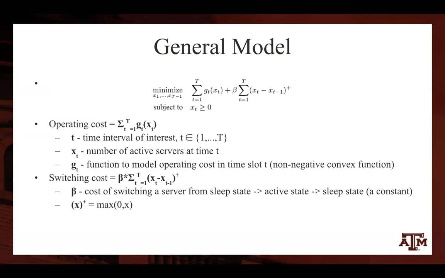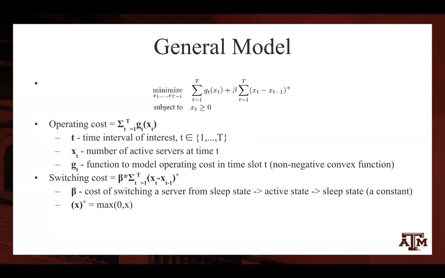Beta is the cost of transitioning a server from a sleep state to active state and back again. The subtraction gives the increase in the number of active servers at time t compared to time t minus 1. So the switching cost is just a product of cost per server times the number of new active servers at time t. Note that if the difference is negative, which means the number of active servers decrease or stay constant, we just ignore the switching cost term. In other words, we deem this cost to be incurred only when the server wakes up.